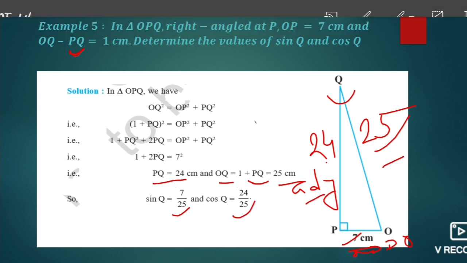In this way you have to find the value of sin Q, cos Q. Now you can find any trigonometric ratio, sin, cos, tan, sec, cosec or cot, any one of them. In this way you have to solve this kind of question.